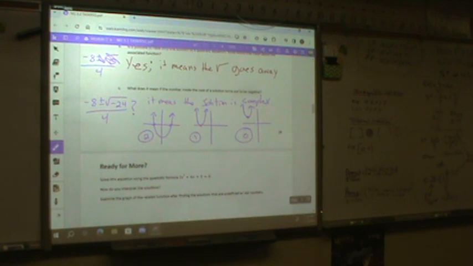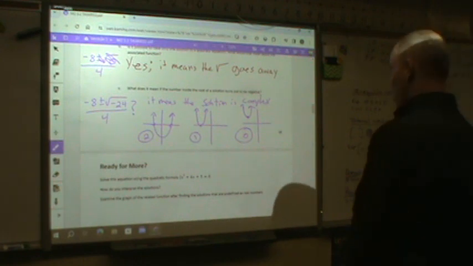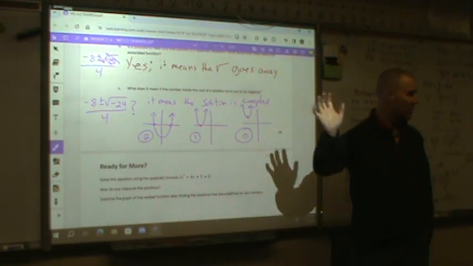Well, what do you mean? We have 0 solutions, but we still have a graph. Yeah, we do. That just means the graph is what we call complex. That's how they labeled it as complex. And we'll see that here in the next question. Everybody okay with this so far?